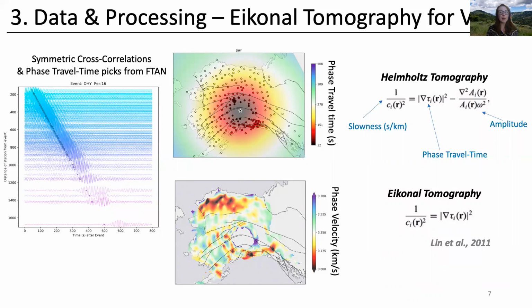In the upper center map, phase travel times are shown as determined at each station and interpolated onto the underlying grid. In the lower center map, we see the results of applying the eikonal equation, where we take the spatial derivative of phase travel times to obtain slowness and thus velocity for the specific station as a source. Note that Helmholtz tomography is very similar, albeit with an amplitude correction term. We repeat this process for each station acting as a source and stack these to produce our final phase velocity maps.